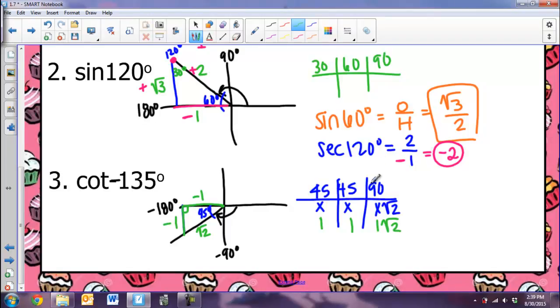So now I can just go ahead and find your cotangent, which is the reciprocal of tangent. So that's going to be the adjacent over the opposite, and adjacent to your 45 is -1. Opposite your 45 is -1, which equals 1. So cotangent of -135 is +1.